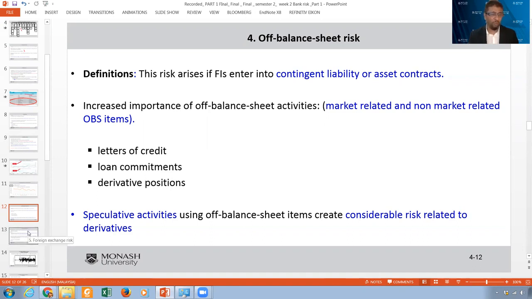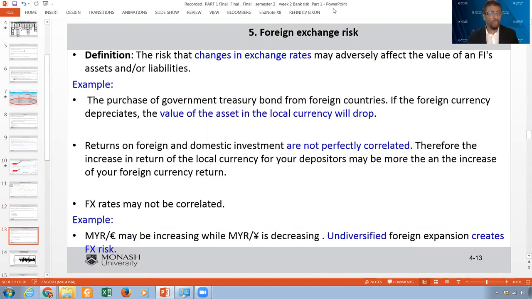We can speculate on the prices of anything, and we can make contracts. Now, foreign exchange contract is another good example. And actually, the definition of foreign exchange risk is the risk that changes in the exchange rate negatively affect the value of a financial institution's assets or liabilities.